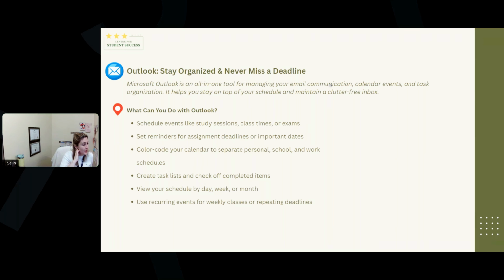I'll show you how. And you can also view your schedule by day, week, or month. It's all up to you. All you need to do is go to the settings and check if you want to see it by day, by week, or by month. And you can use recurring events for weekly classes or repeating deadlines. So you will get the notifications and reminders, and you will not miss any kind of deadline.